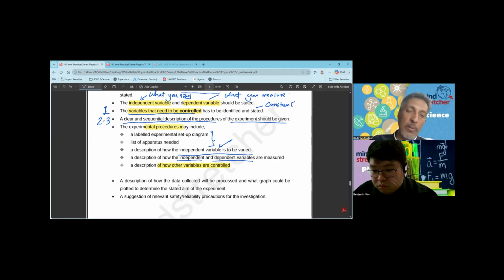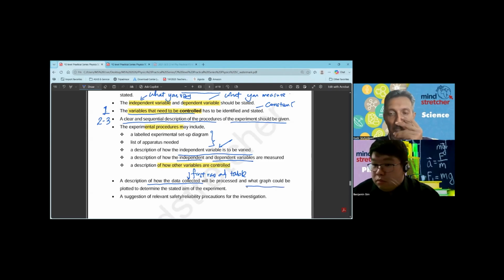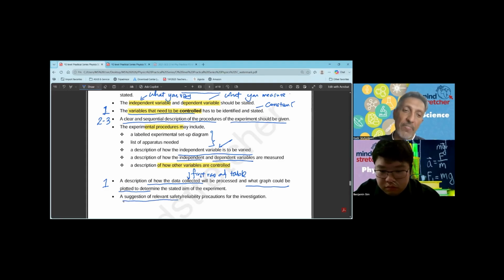Now, the next mark will be a description of how the data is collected. What is your table? How does your table look like? Or at least, how does the first row of the table look like? And what graph could be plotted? This one is 1 mark. Then a suggestion of relevant safety precautions for this investigation. They will actually tell you. So this could be another 1 mark. If you add it up, this will come to about 6 marks.